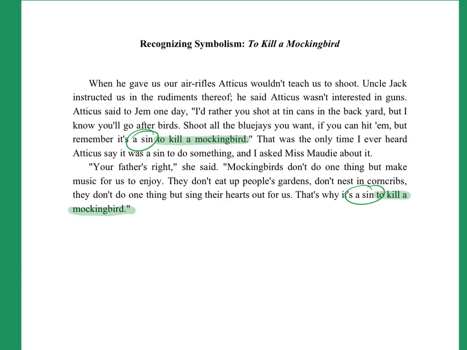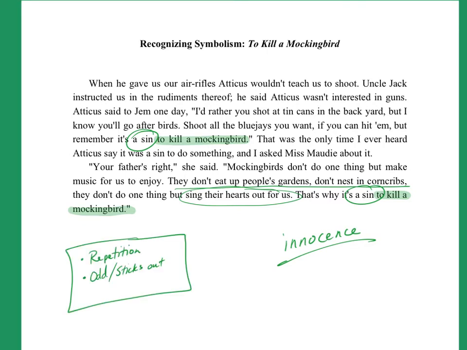It clearly has something to do with innocence because they don't eat up people's gardens, don't nest in corn cribs. So the mockingbirds don't do anything wrong, but all they do is sing their hearts out. So it has something to do with innocence. But even if at this early stage in the book you don't know what the mockingbird symbolizes, you at least know you have to keep an eye out for it. So in this case, the symbol is repeated, and it does seem kind of funny. It sticks out.